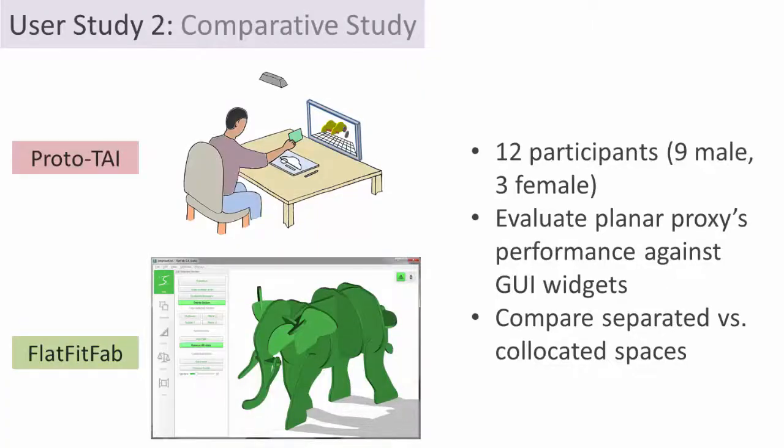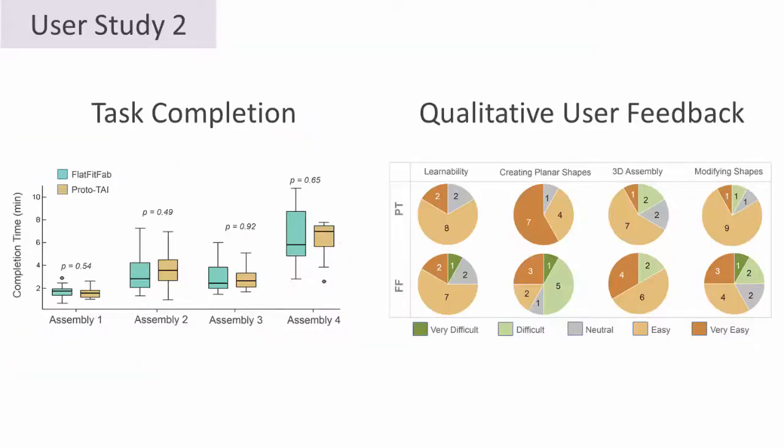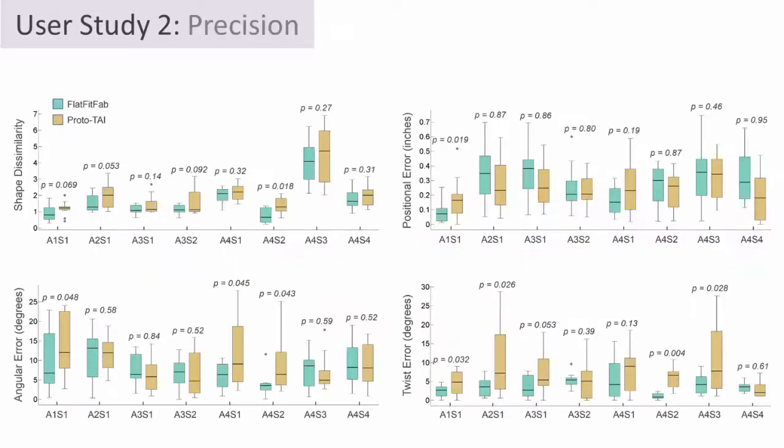Our second study compared key differences between ProtoTAI and FlatFit Fab within the context of planar shape assembly. We found that despite the separation of drawing and assembly in ProtoTAI, users could construct the assemblies within similar timeframes. While most users found it easier to follow the 2D drawing and assembly workflow in ProtoTAI, they also appreciated greater 3D controllability in FlatFit Fab.